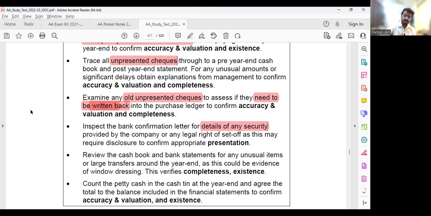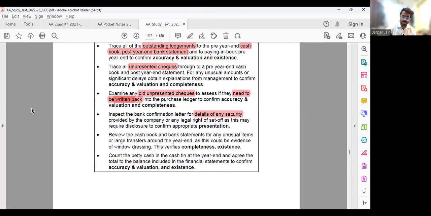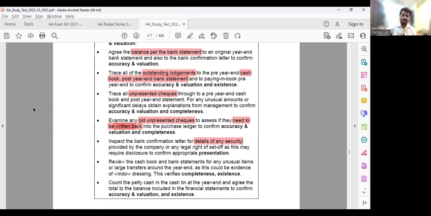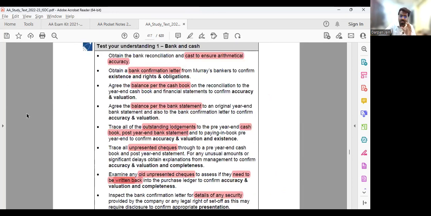Yes, clear. Any doubts in these bank and cash procedures? Do you have any doubts in the bank and cash procedures? No doubts? Should we take a break and then come back and then discuss the other items? Bank and cash discussion is over.